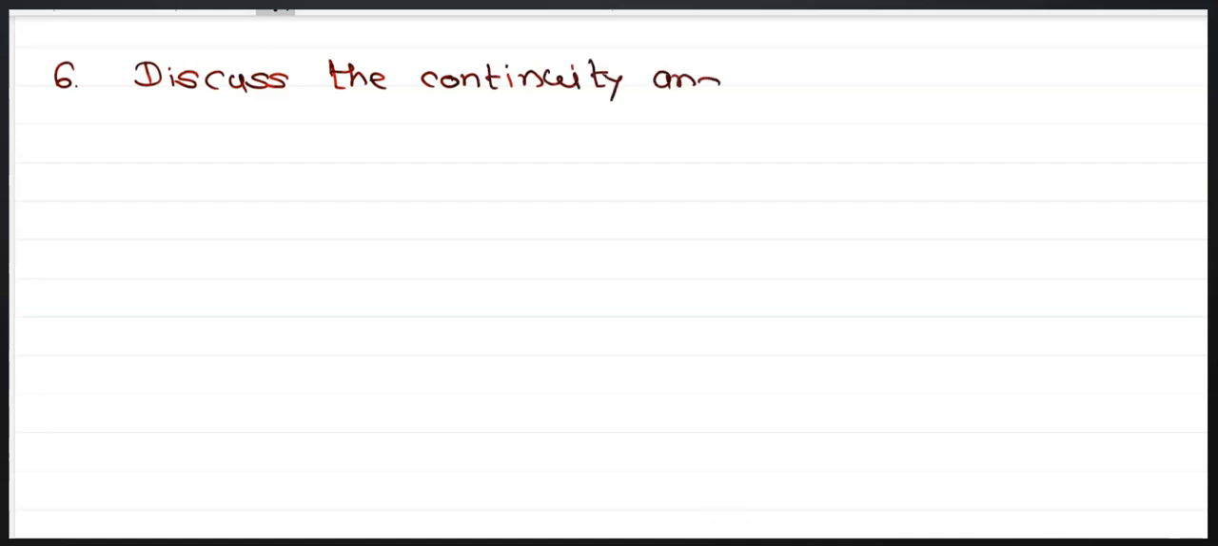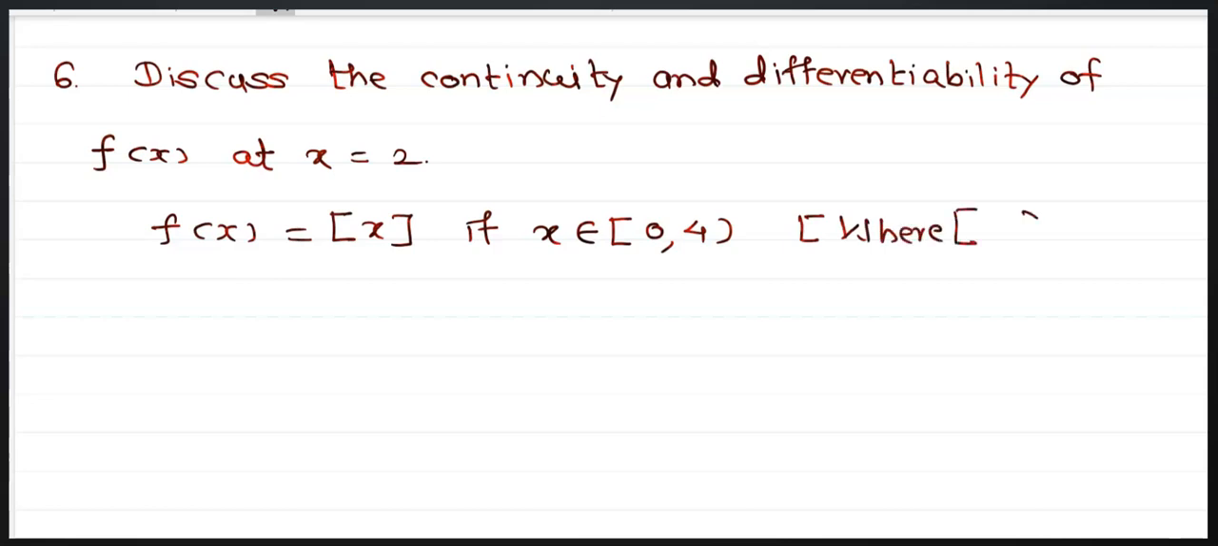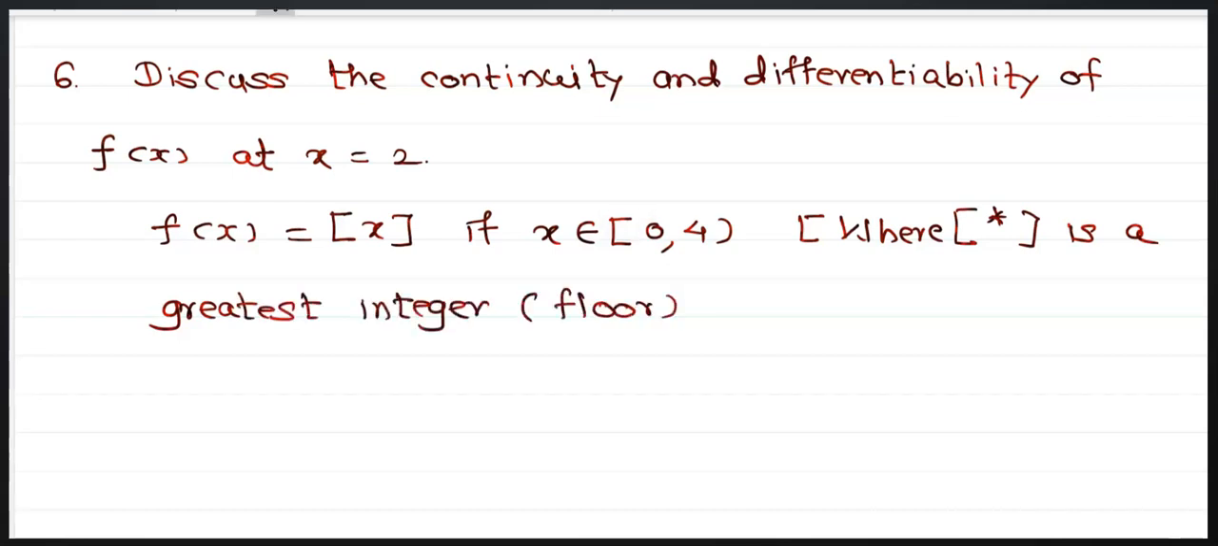Now next, discuss the continuity and the differentiability of f of x at x equals 2, if x belongs to the closed-open interval 0 to 4, and that square bracket indicates the greatest integer, that is, the floor function. Okay.